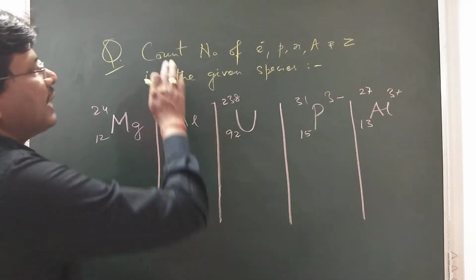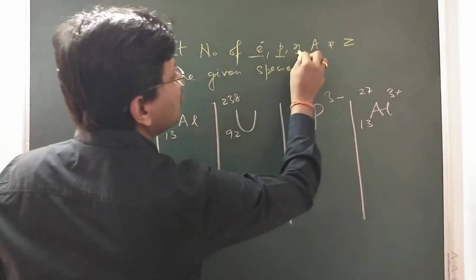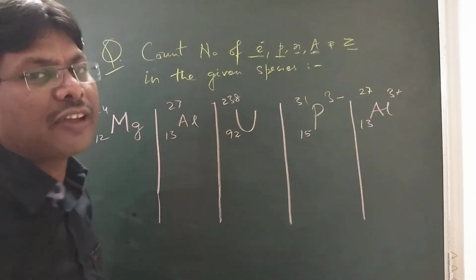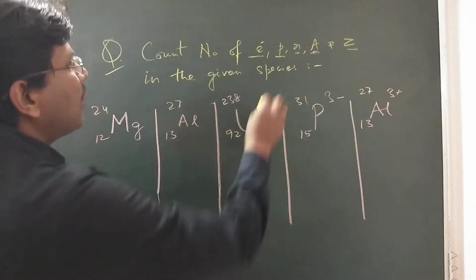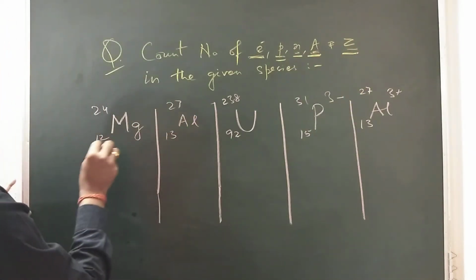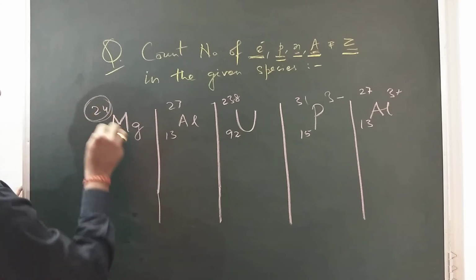So let's see this example. Count the number of electrons, protons, neutrons, mass number and Z in the given species. So I have given 5 species. We have to find out the number of electrons, protons, neutrons, mass number and Z. So let's see. First is magnesium 12, 24. This is the mass number. This is the atomic number.